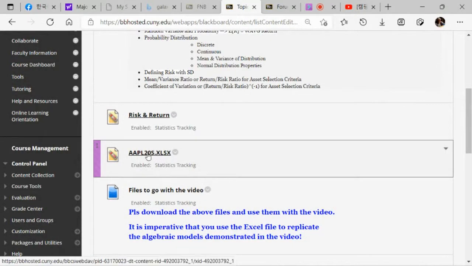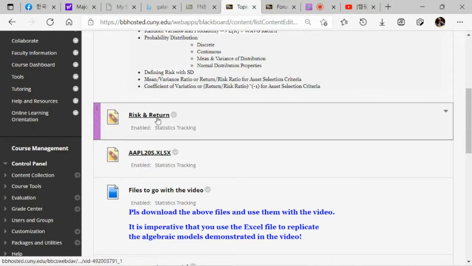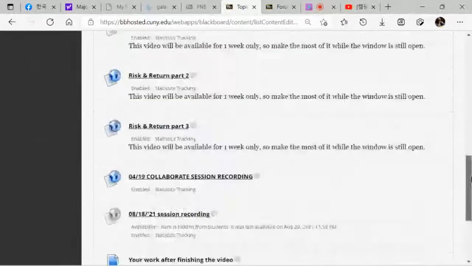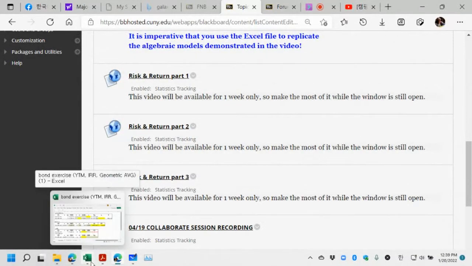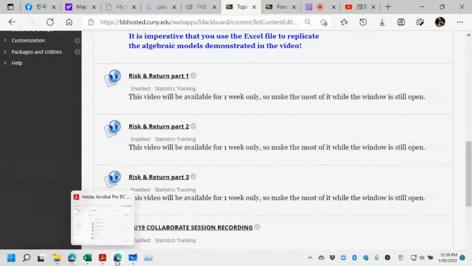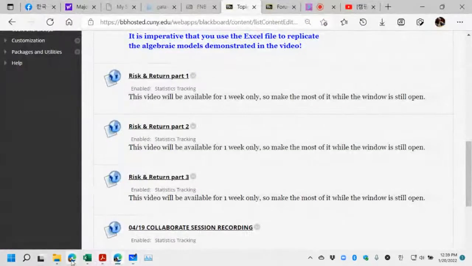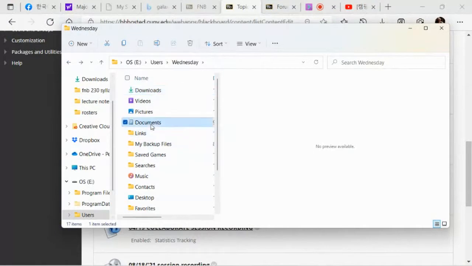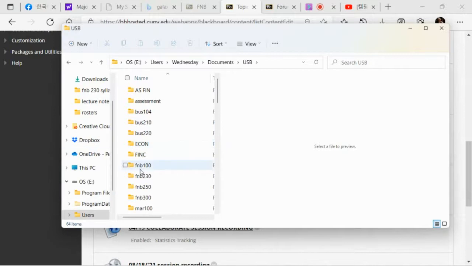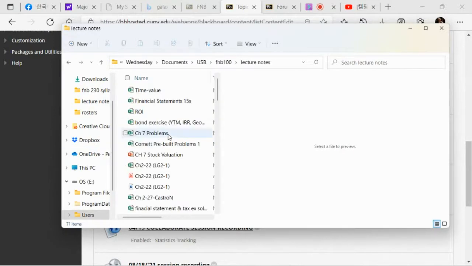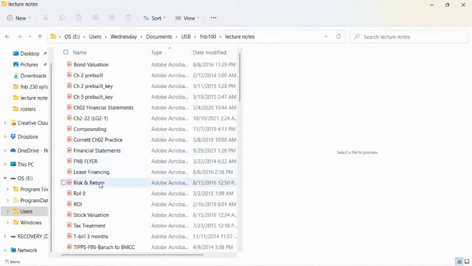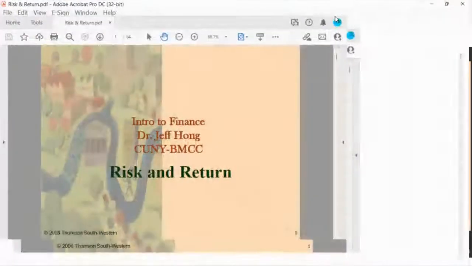But this, I took the Spring 2020 Apple, I mean, that's already done, we don't need this. We'll download directly. So at least you need this. Let me open that. Let's see. There you go, risk and return.